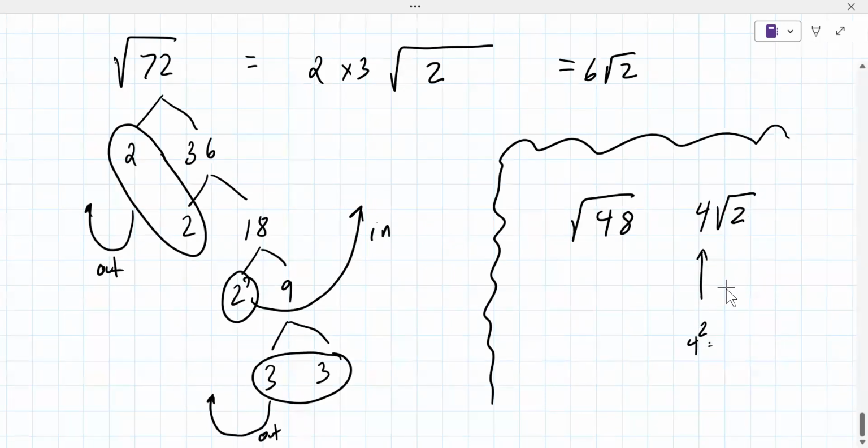4 squared is 16. Then I'm going to multiply it by the 2, and that becomes 32. So it should be 4 square root of 3 that is actually the correct answer.